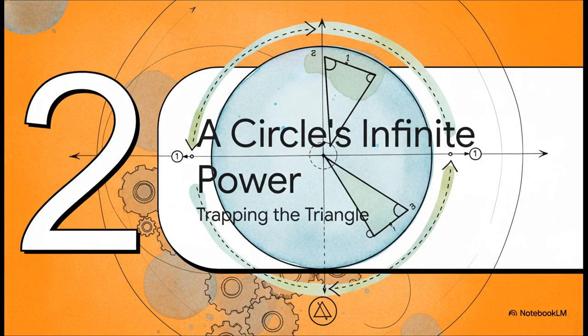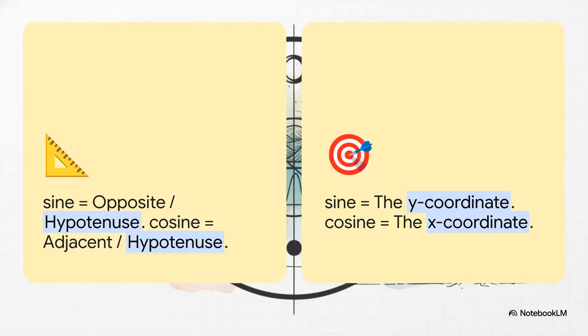Okay, so here's the absolutely brilliant idea. What if we take our right triangle and we sort of trap it inside a circle? And not just any circle, but a very specific one with a radius of exactly 1. That's it. That's the unit circle. By doing this one simple thing, we anchor our triangle to a system that can literally spin forever. And this move instantly makes everything so much simpler.